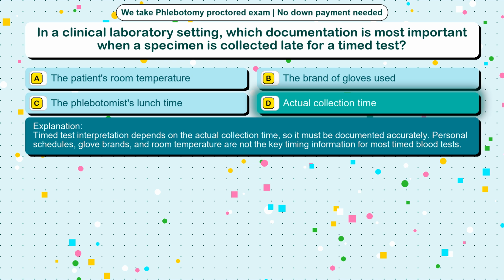Timed test interpretation depends on the actual collection time, so it must be documented accurately. Personal schedules, glove brands, and room temperature are not the key timing information for most timed blood tests.